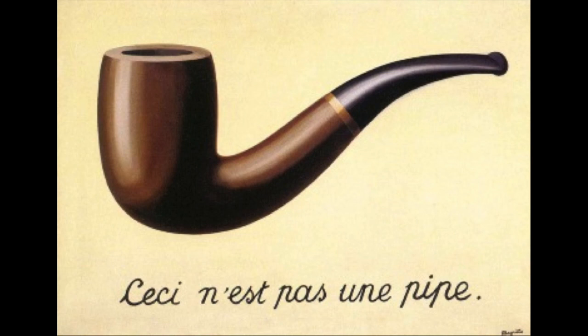And a lot of people were asking Magritte that as well. They're saying, what are you talking about? This is a pipe. And he's like, oh yeah? So why don't you put tobacco in it, light that bad boy up, and tell me if it's a pipe or not? Which is interesting.